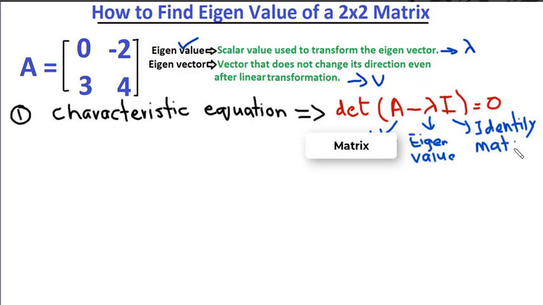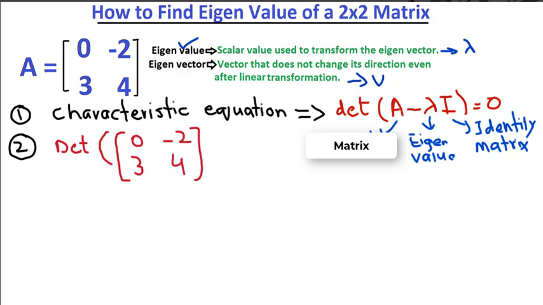In this given question we have everything; we just need to find the eigenvalue. The identity matrix depends on the order of the matrix. If it's 2 into 2, you should have the 2 into 2 identity matrix. If it's 3 into 3, you should have the 3 into 3 identity matrix. Step number 2: put the given values in the formula. We write the determinant of the given matrix A, that is 0, 3, minus 2 and 4, minus lambda times the identity matrix, that is 1, 0, 0, 1.